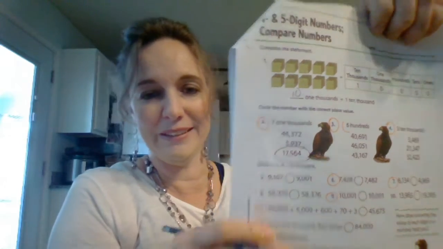All right, let's look at our work for today. Number 2 says, circle the number with the correct place value. They want you to find the one that has 7 1,000s. The first one has a 7 in the tens place. That means 70. The next one has a 7 in the ones place. That just means 7. The next one has a 7 in the thousands place. So it is 17,564.